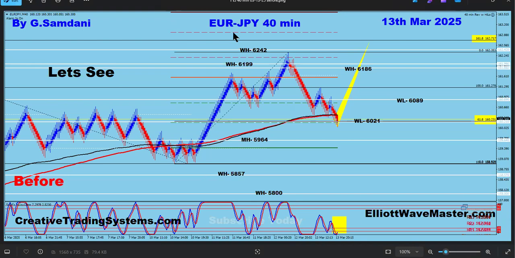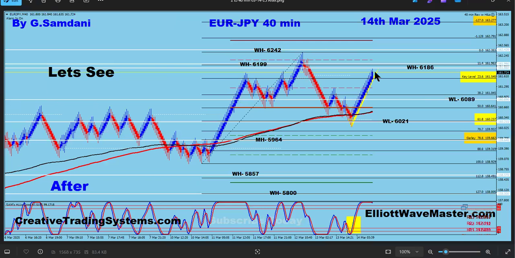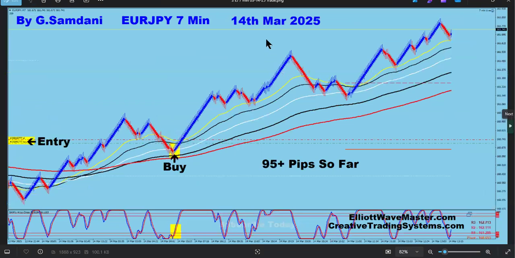Yeah, so euro yen, this is the chart. It's supposed to go from here to here. Look what happened. That's exactly what happened. It went there to 61.86. Now going to the upside, what am I supposed to do? Take a long setup, right? It's a long trade. So here's my long trade, euro yen on the 14th, from here to here, 95 pip. This is my 7-minute chart entry. That's how I do it all the time. 40-minute setup, 7-minute entry, right?